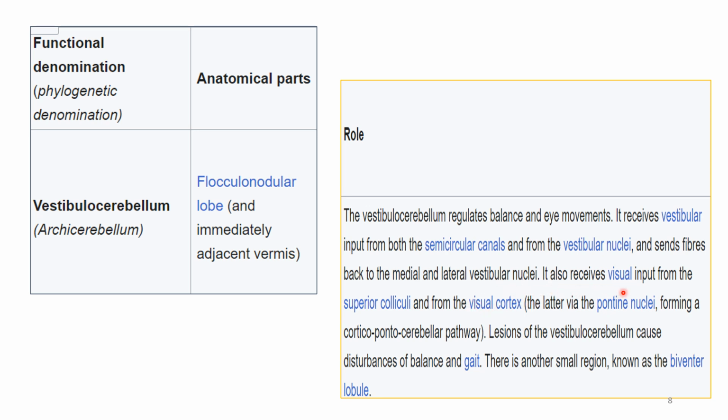It also receives visual input from the superior colliculi and from the visual cortex. Lesions of the vestibular cerebellum cause disturbances of balance and gait. So it is helpful for balance, eye movements and gait. It receives input from the semicircular canals, vestibular nuclei and superior colliculi, then sends its information to the medial and lateral vestibular nuclei. This is for balance and eye movement.